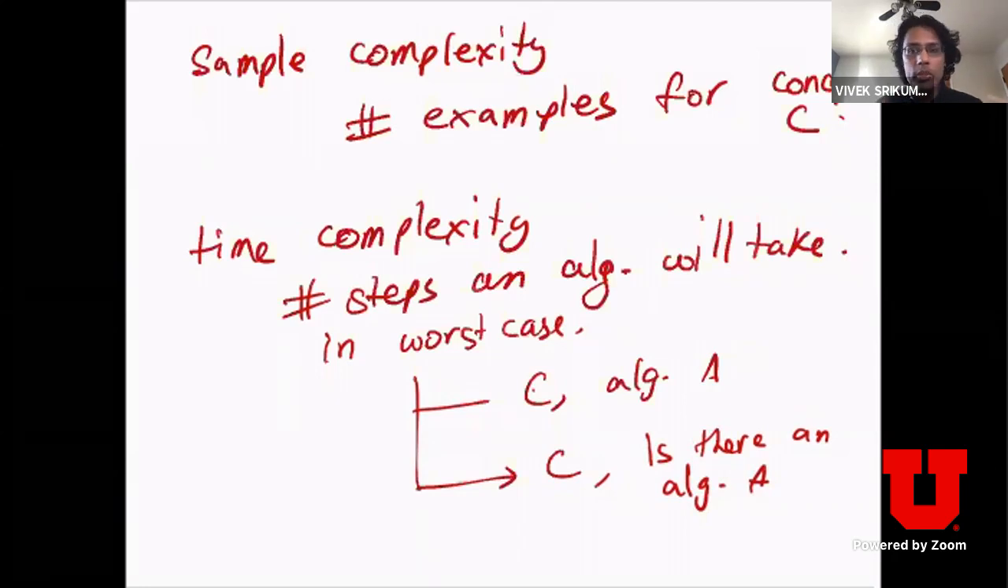So time complexity is always about running time. And sample complexity is purely about the amount of information that's inside a certain number of examples for a particular concept. Sample complexity is an information theoretic notion, if you want to go that way. Time complexity is a computational notion. It talks about how much time an algorithm will take.